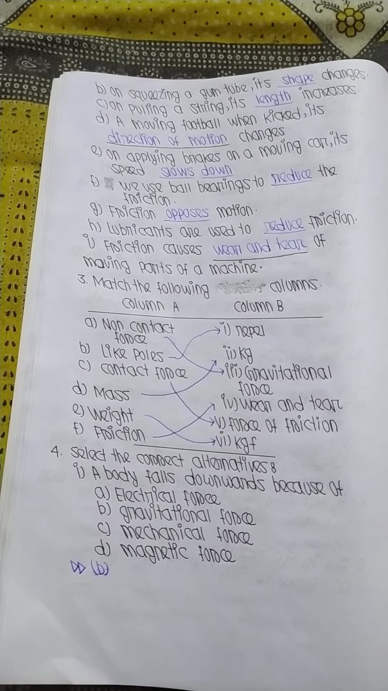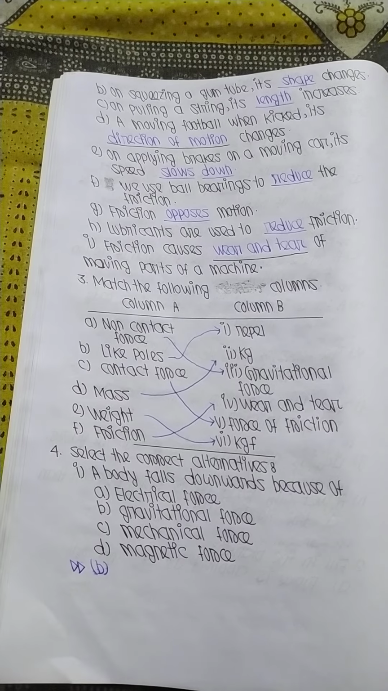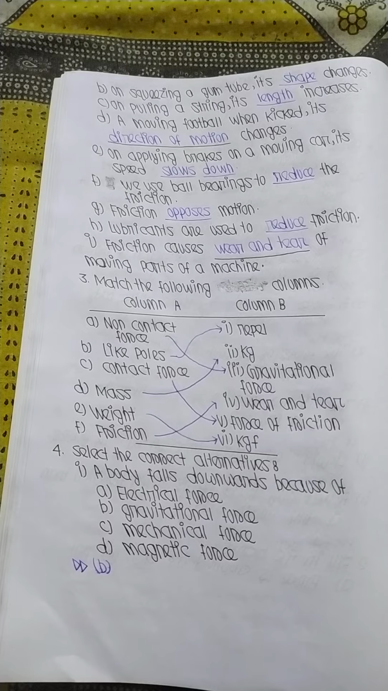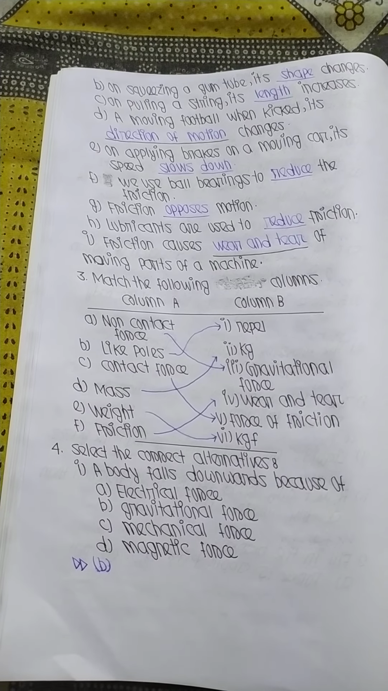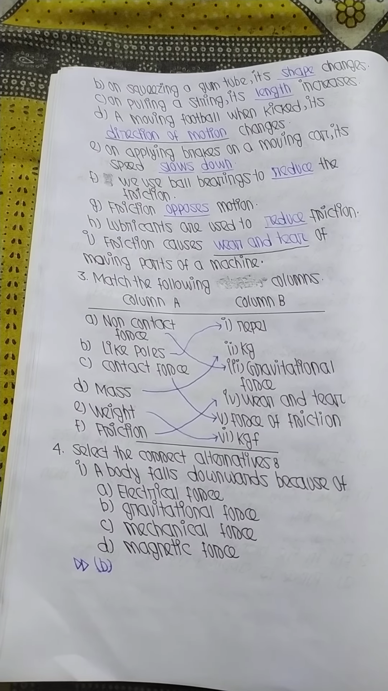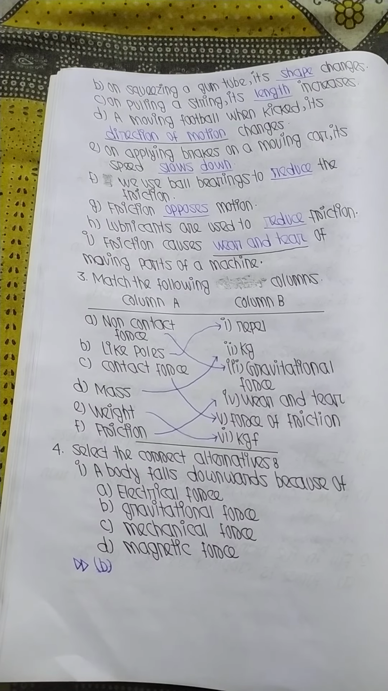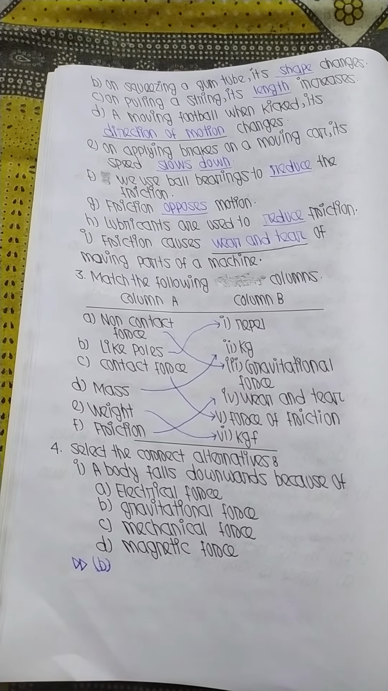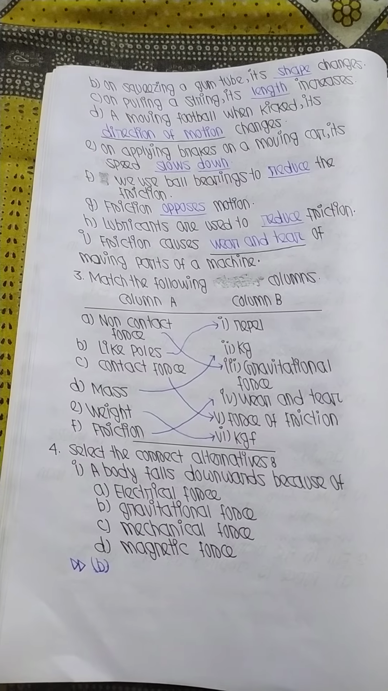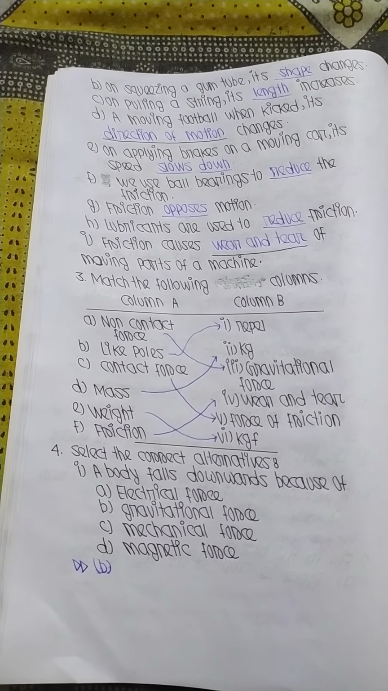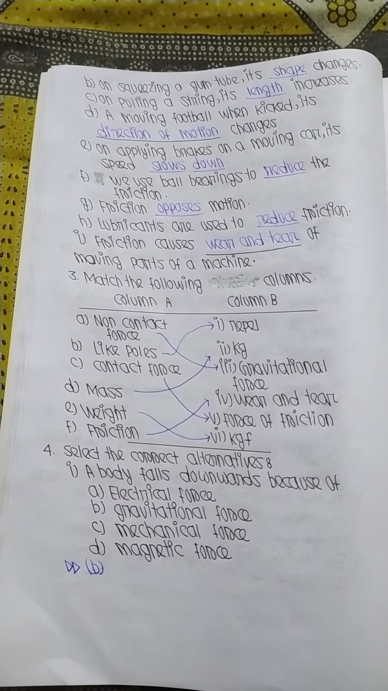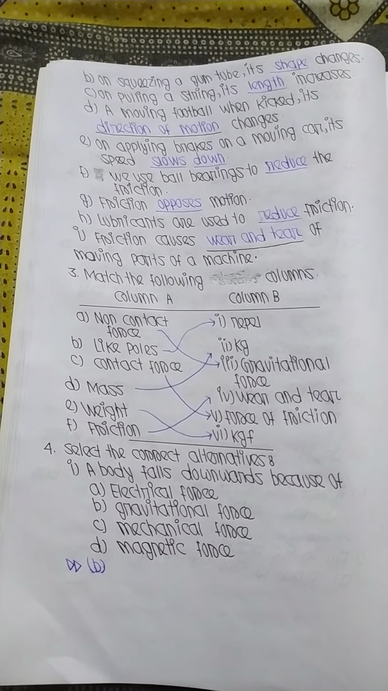Column A, number 1, non-contact force. It is connected with the third option of column B, that is gravitational force. You can see it. Option B, like poles. It is connected with the first option of column B, that is repel. Option C, contact force. It is connected with option 5 of column B, that is force of friction.